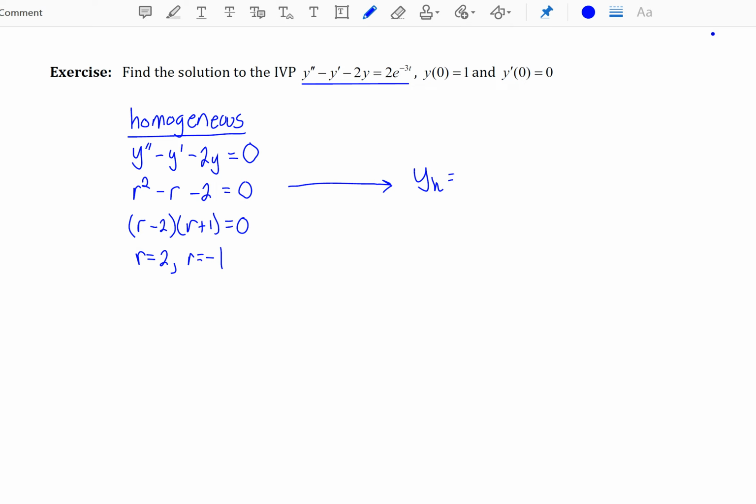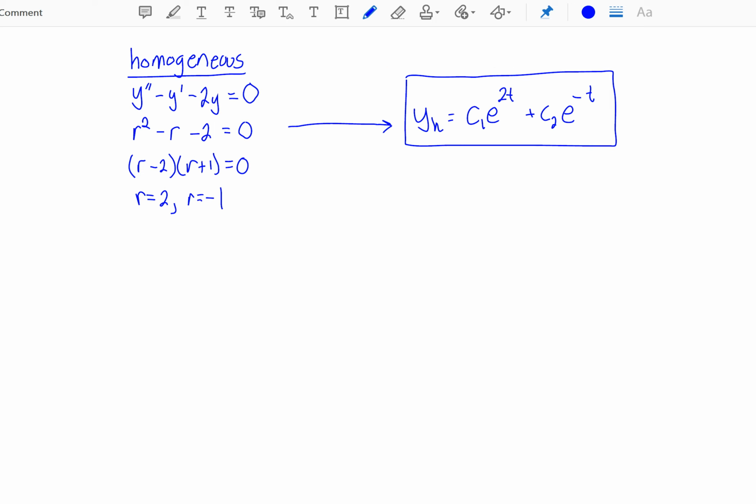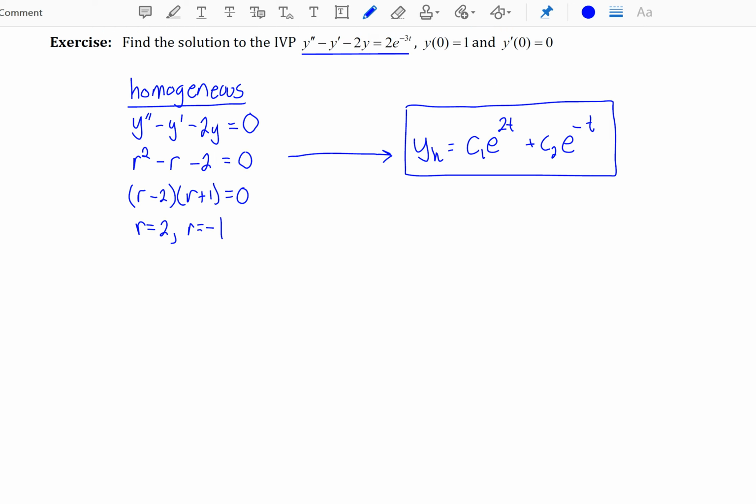Okay. This gives us our homogeneous solution as C1 e to the 2t plus C2 e to the negative t. Which is your homogeneous solution. Do not solve for your constants now. You have to solve for your constants at the end of the problem. So now let's proceed and let's go look for the non-homogeneous solution.